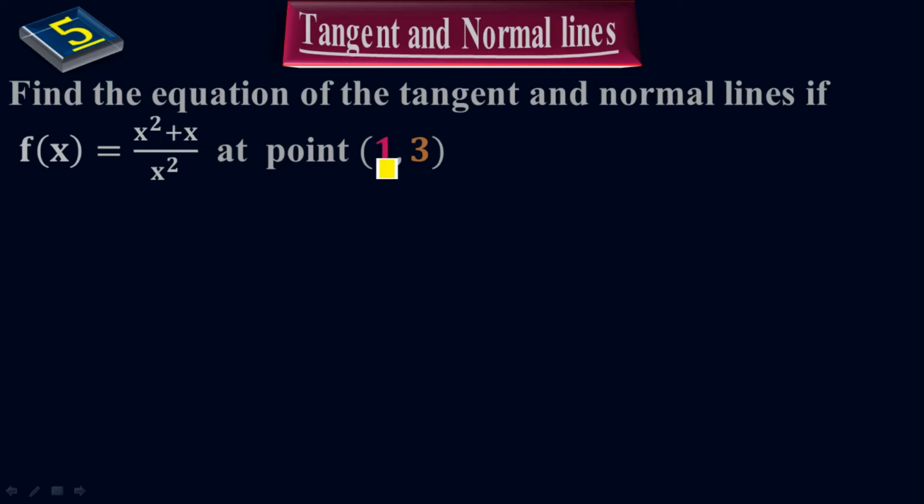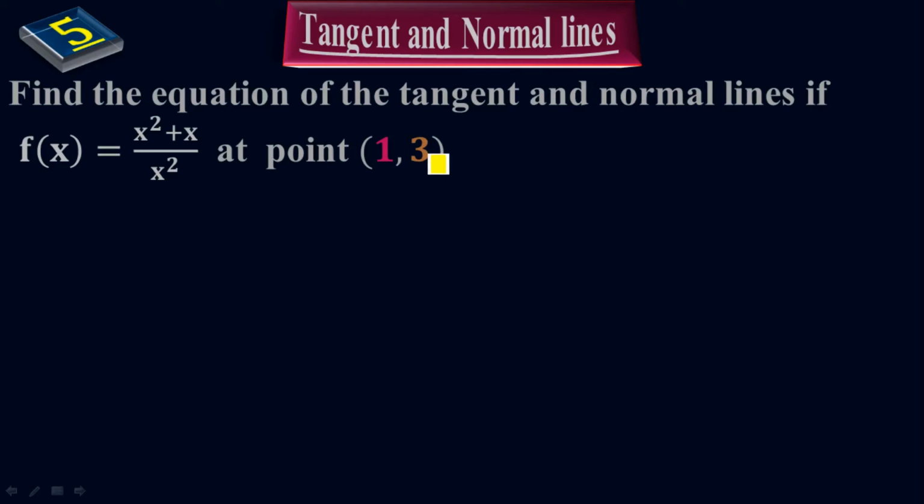And the coordinate point also has been given, which is (1, 3). If you look at the function, it is in fractional form. Since it is in fractional form, I'm going to apply the quotient rule here. Again, two things have been given here: x sub 1, which is 1, and y sub 1, which is 3. But I don't know the slope of the line, which is m.